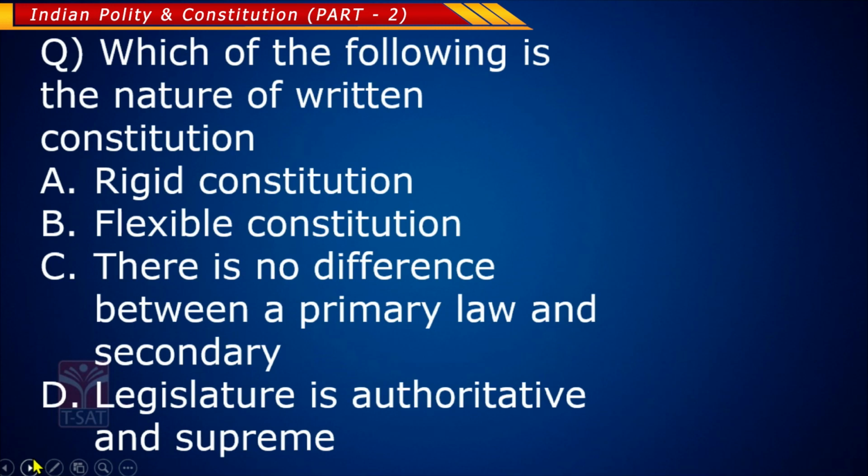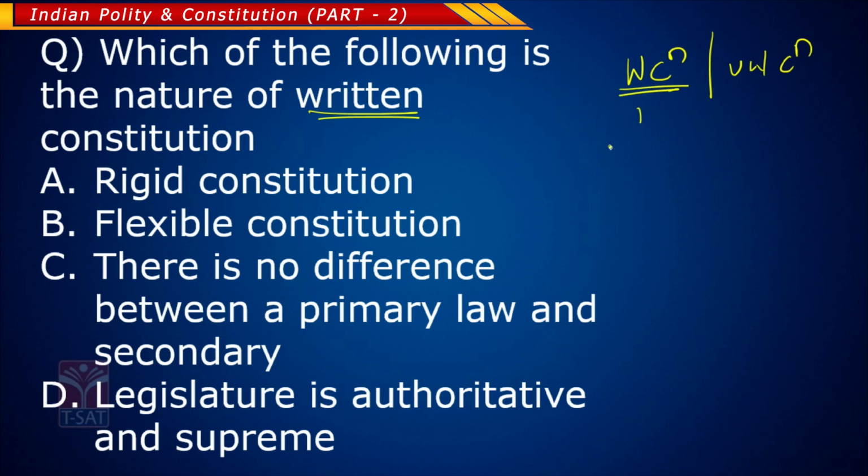Look at the question carefully. Look at the question very, very carefully so that you will understand it. Which of the following is the nature of the written constitution? Which of the following are the nature of the written constitution? See, there are 2 types of constitutions in the world. One is a written constitution, the second one is unwritten constitution.